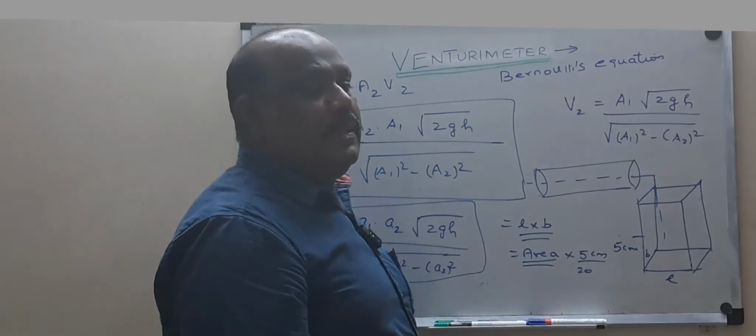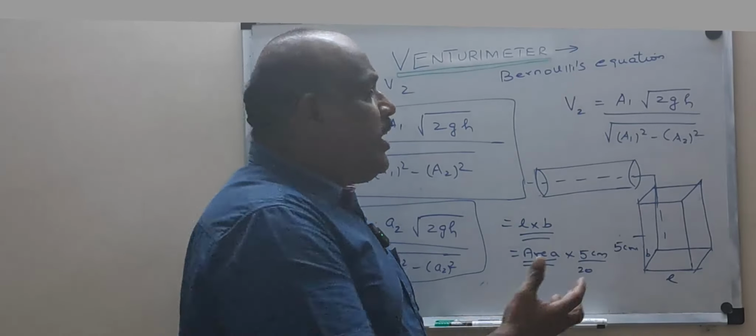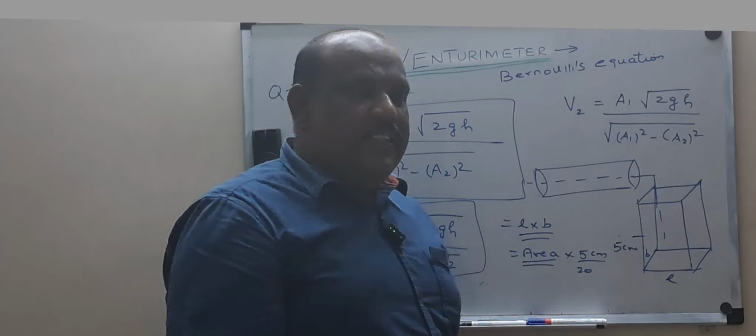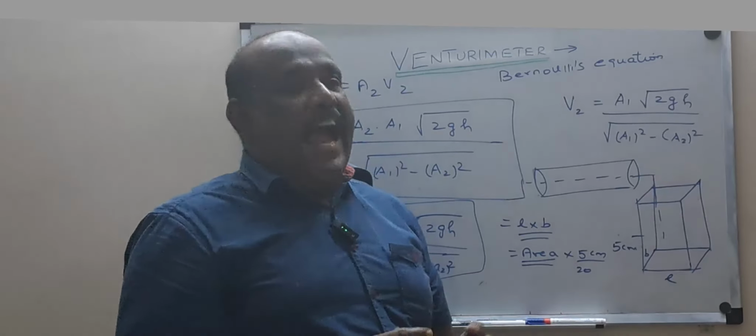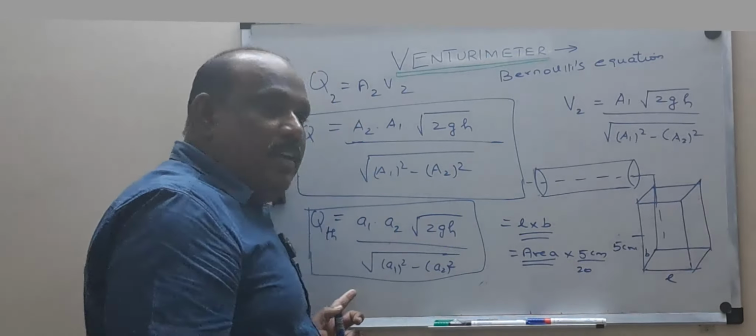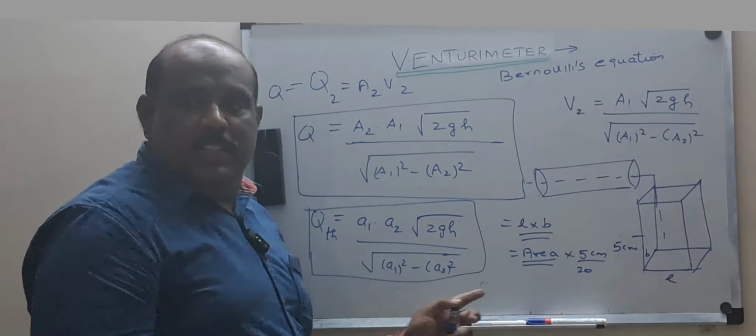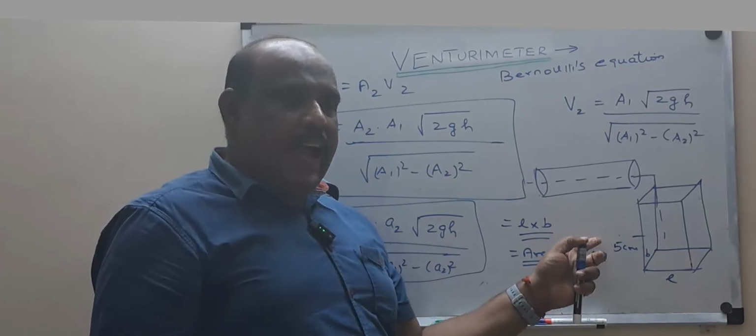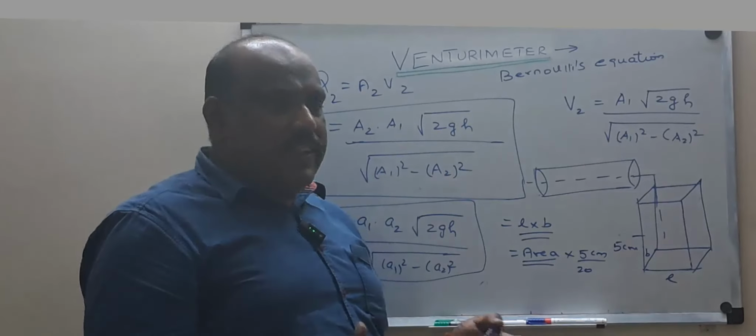That meter cube per second is nothing but discharge. So you can find that discharge in a very easy manner. This discharge is called the actual discharge, and the one from the formula is called the theoretical discharge. So the actual discharge is very easy to find.